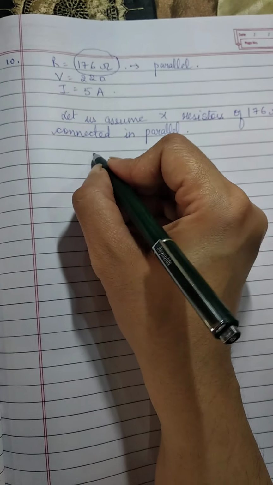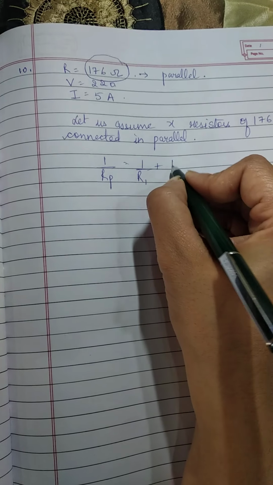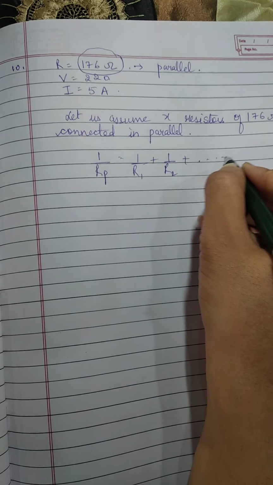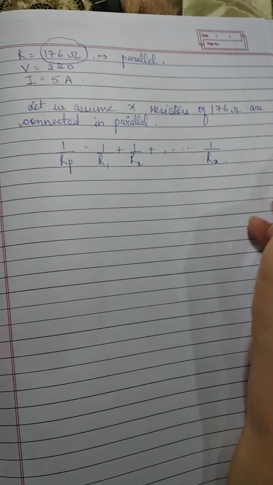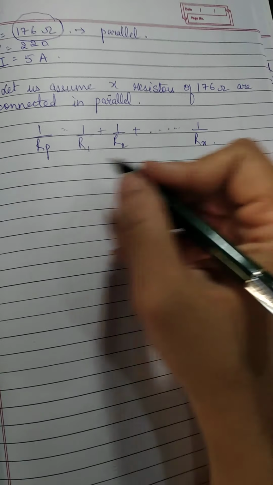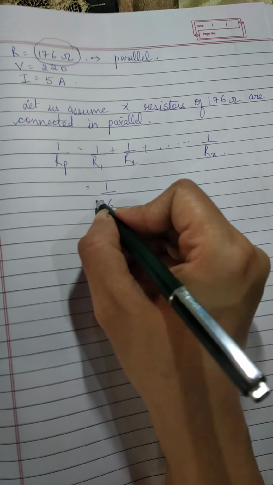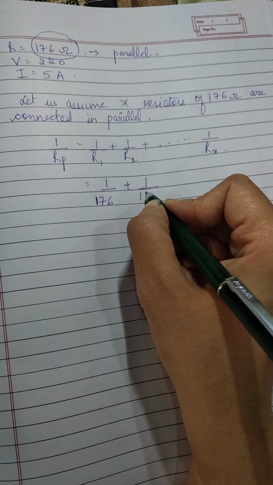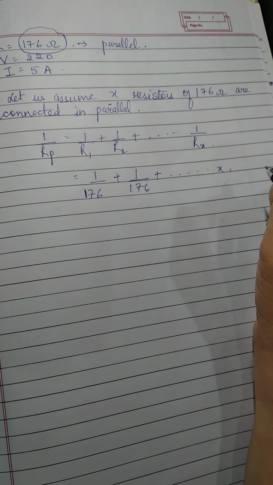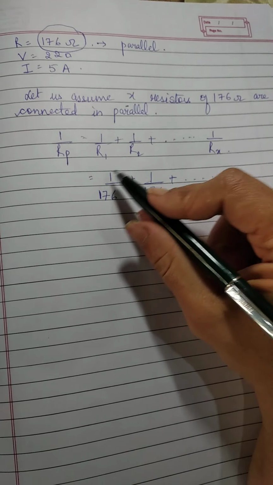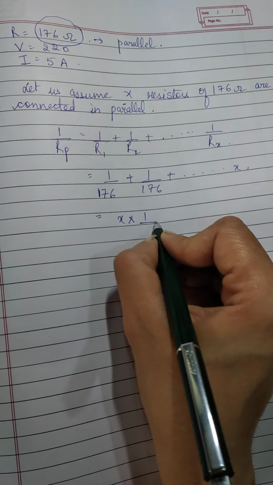So if they are connected in parallel, remember our equivalent resistance will be how much? 1 upon R1, 1 upon R2, so many times till X, because we have to connect X number of resistors in parallel. Now each of the resistance is how much? 176 plus 176. How many times we have to add this up? X times. So if we add anything X number of times, what is its answer? X into 176.